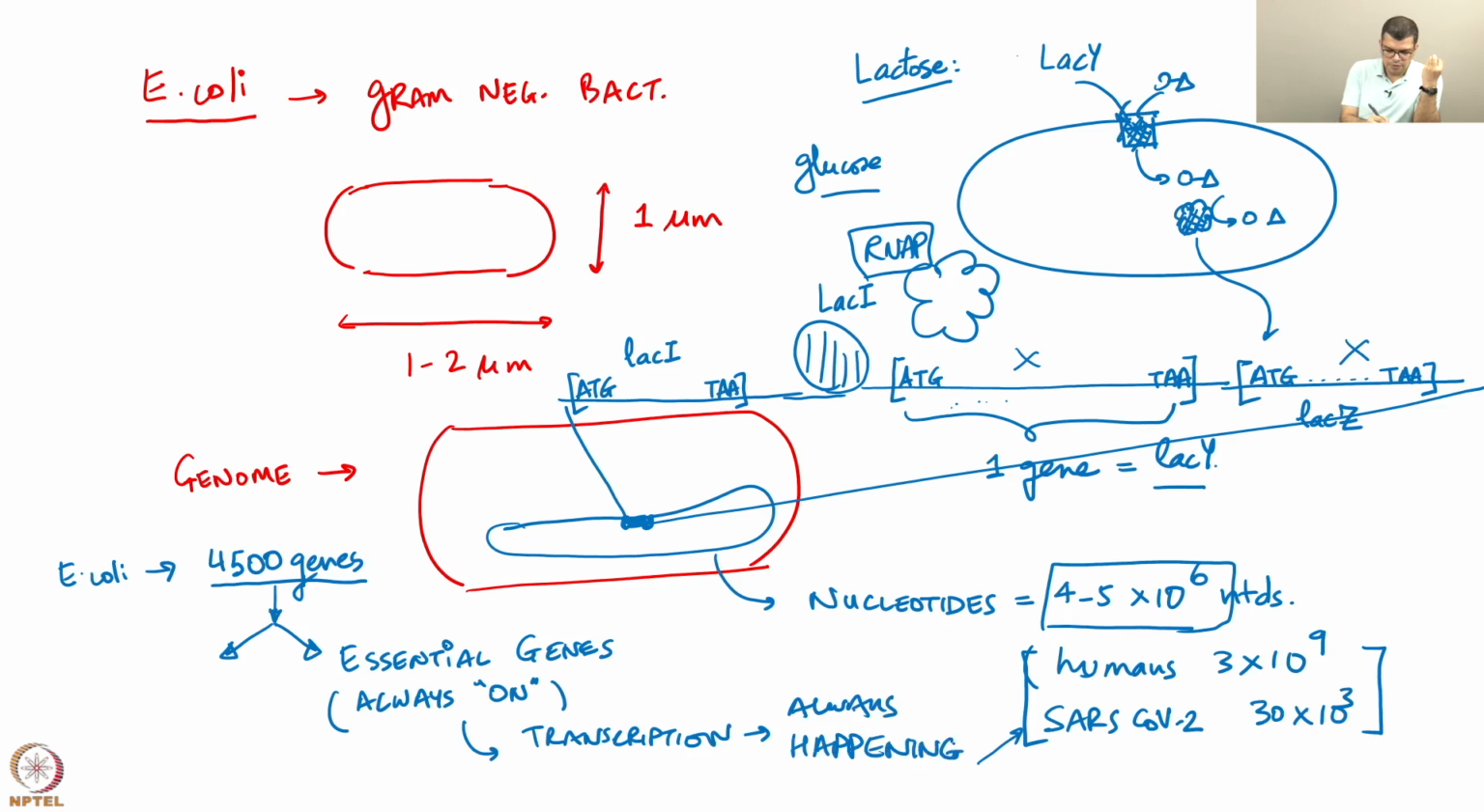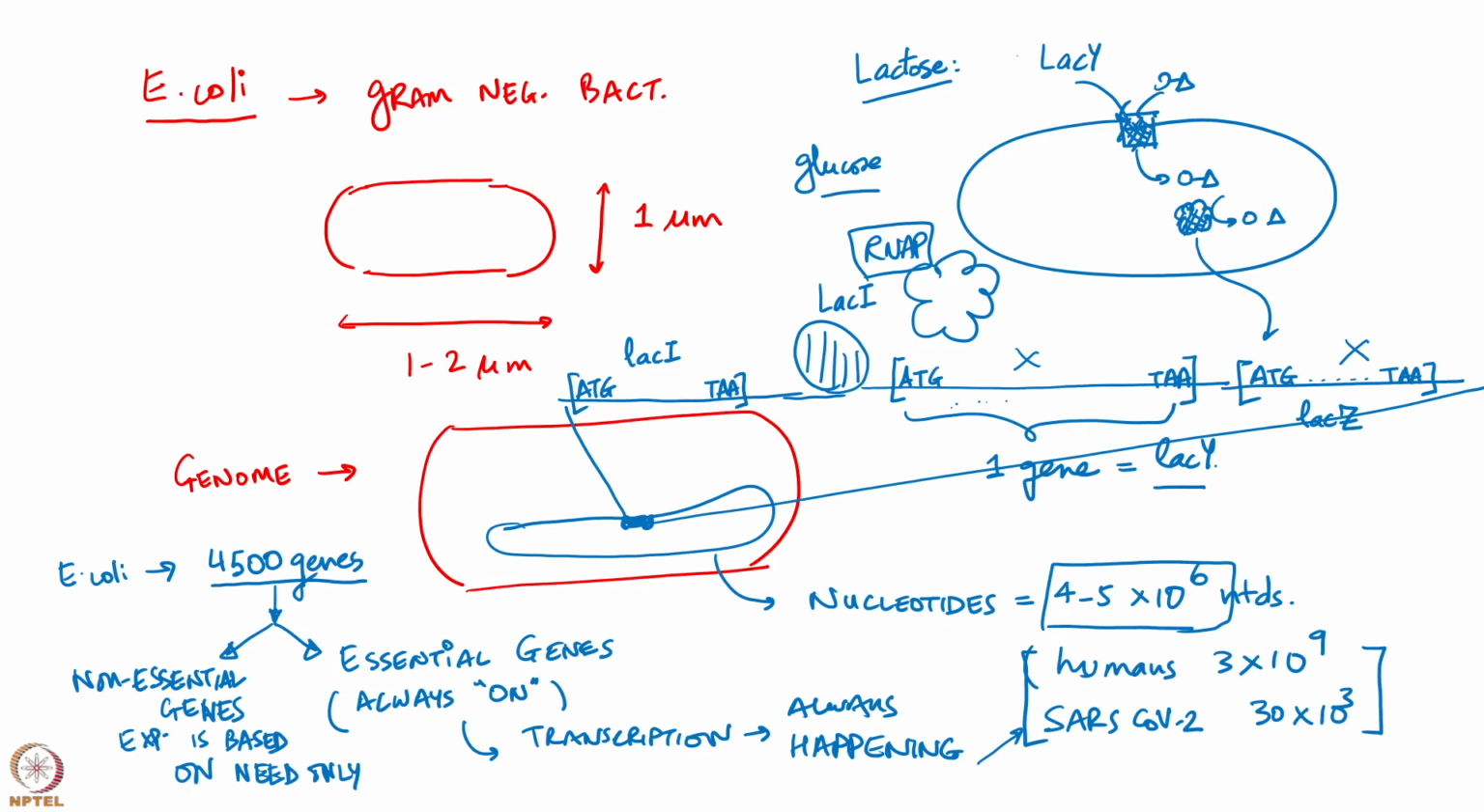On the other hand, we have these non-essential genes, and their expression is based on need only. So, if the environment of the organism dictates that we need the product associated with this gene, then E. coli would have mechanisms to upregulate its expression, otherwise they would be kept in the off state.